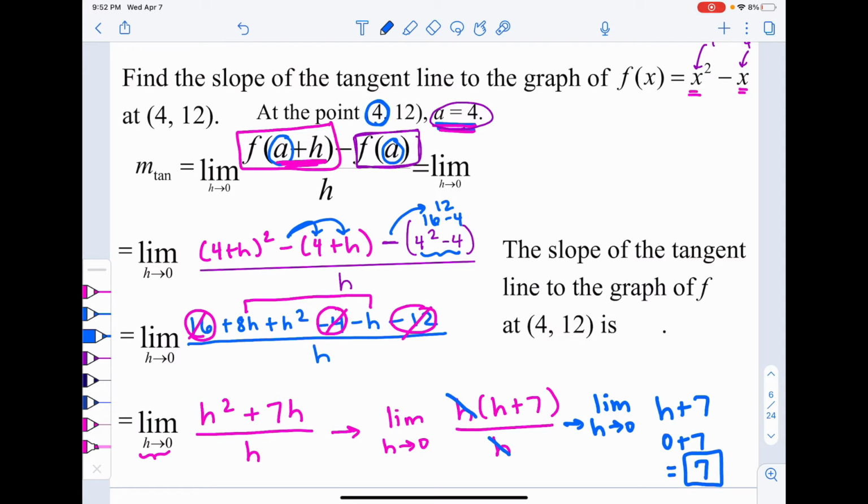So they're looking for the slope of the tangent line. We ended up with 7.